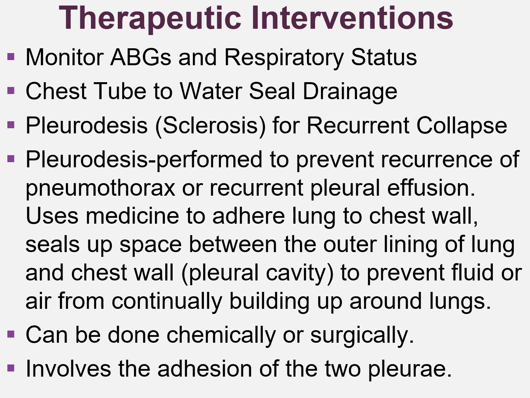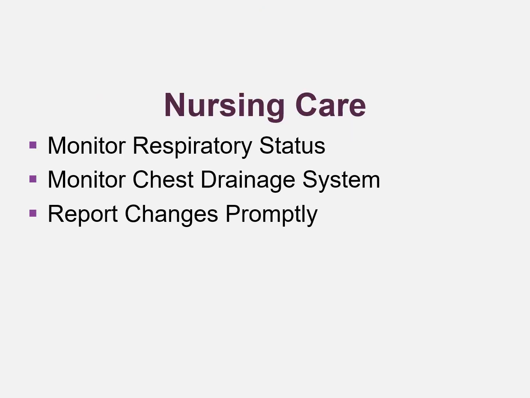It uses medicine to adhere the lung to the chest wall to seal up the space between the outer lining of the lung and the chest wall, which prevents fluid or air from continually building up around the lungs. This can be done chemically or surgically, and it involves the adhesion of the two pleurae. For these patients, we're going to monitor respiratory status, monitor chest tube drainage, and report any changes right away.